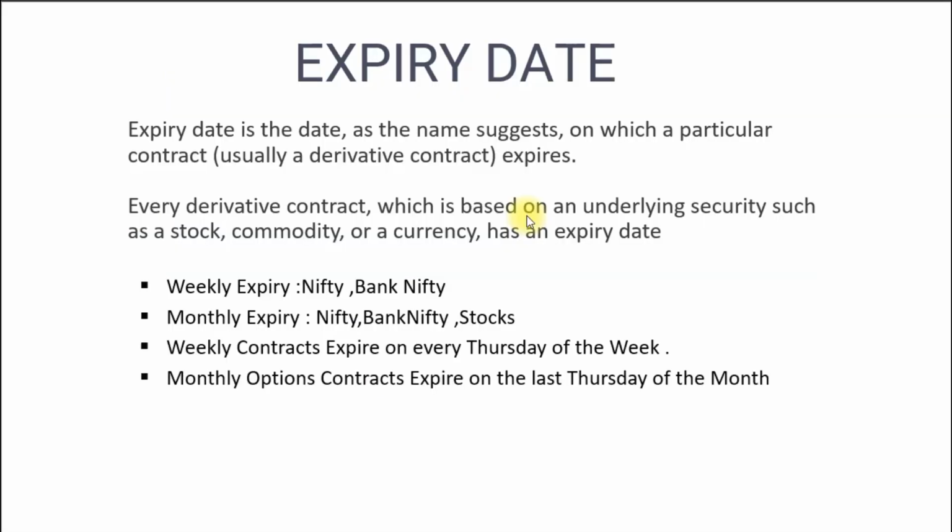Expiry date is the date on which a particular contract will expire. Every derivative contract has an expiry date, such as stock, commodity or currency. We have weekly and monthly expiry. Indices such as Nifty and Bank Nifty have weekly and monthly expiry, but all the stocks have monthly expiry. When will the weekly contract expire? That is every Thursday of the week, and the monthly contract will expire on the last Thursday of the month.